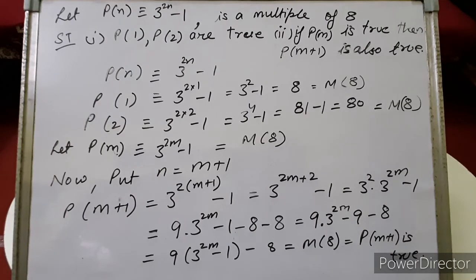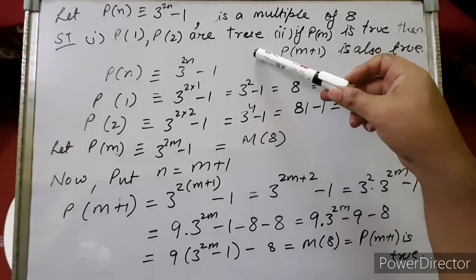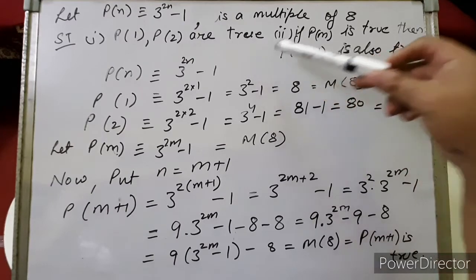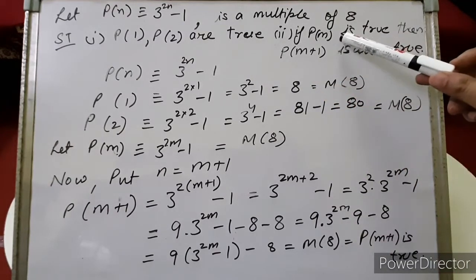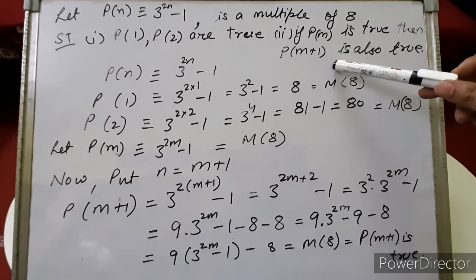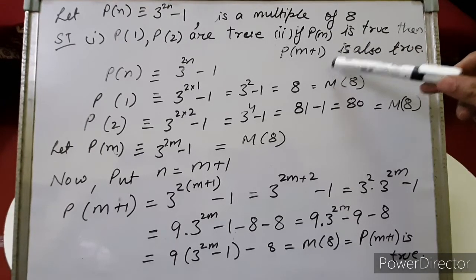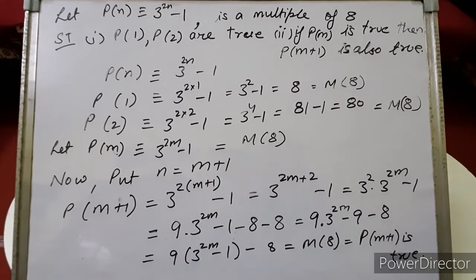Then in the next part, the question says if Pm is true, then show that Pm plus 1 is also true. Right? Now we have to do two parts in this sum. First, we have to show that it is true for n equals 1 and 2. Then it is given that if it is true for n equals m, then we have to prove that it is true for n equals m plus 1. Right, children? Let's start solving.